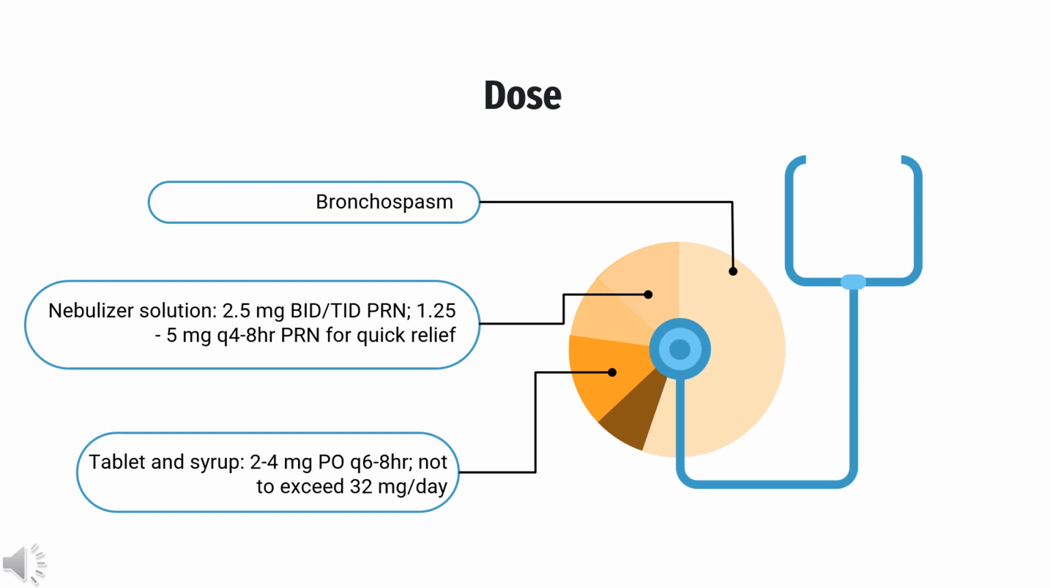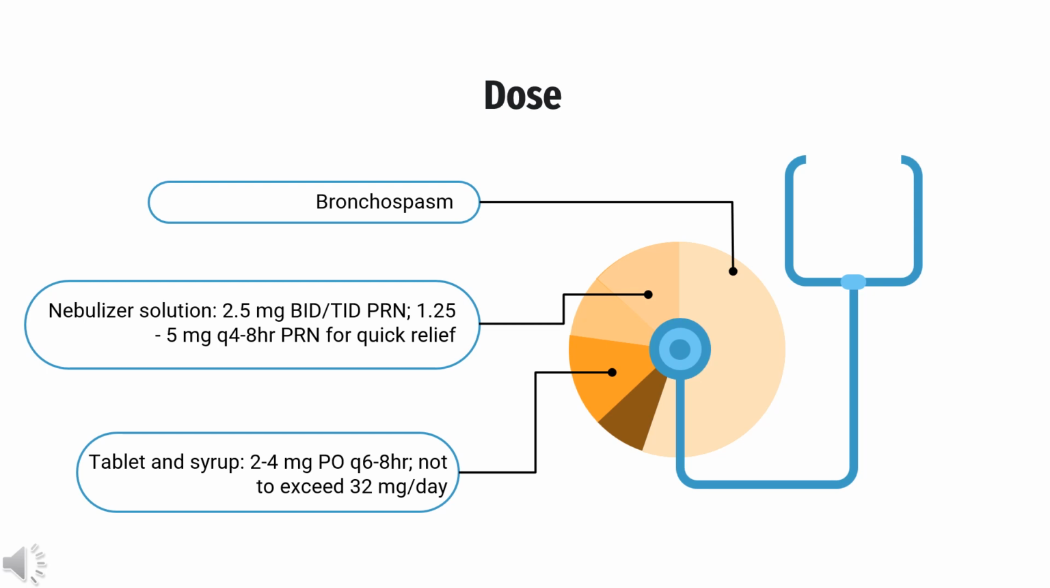Tablet and syrup, 2 to 4 mg, PO Q6-8HR, not to exceed 32 mg per day. Extended release tablets, 8 mg, PO Q12HR. In some patients 4 mg PO Q12HR is sufficient, not to exceed 32 mg per day.